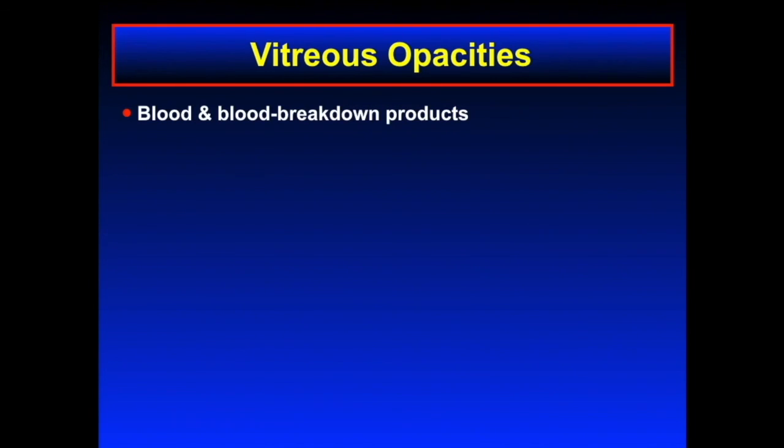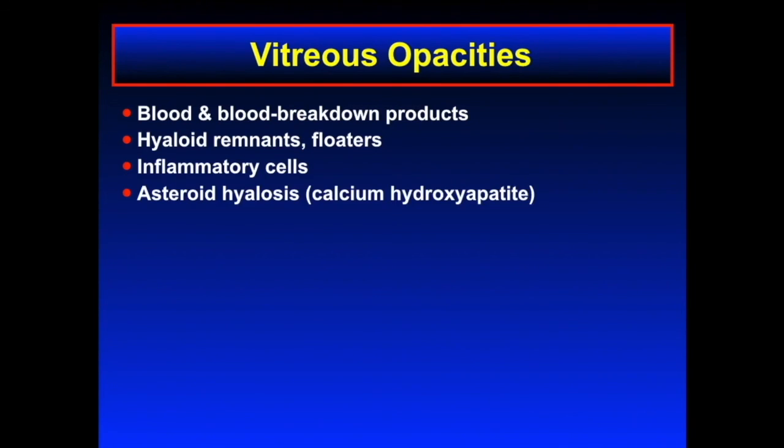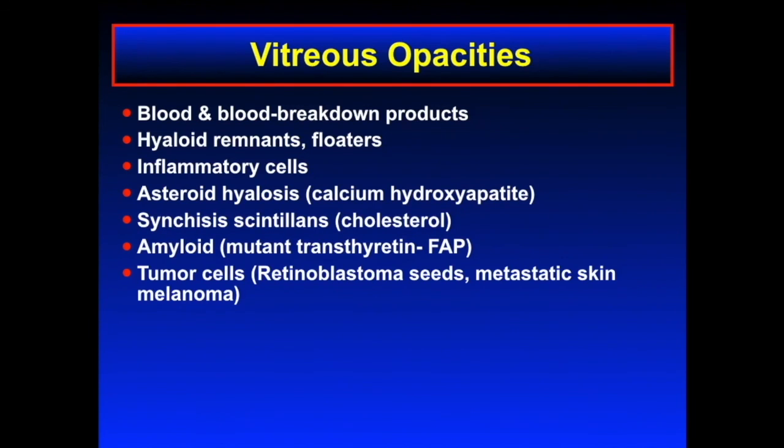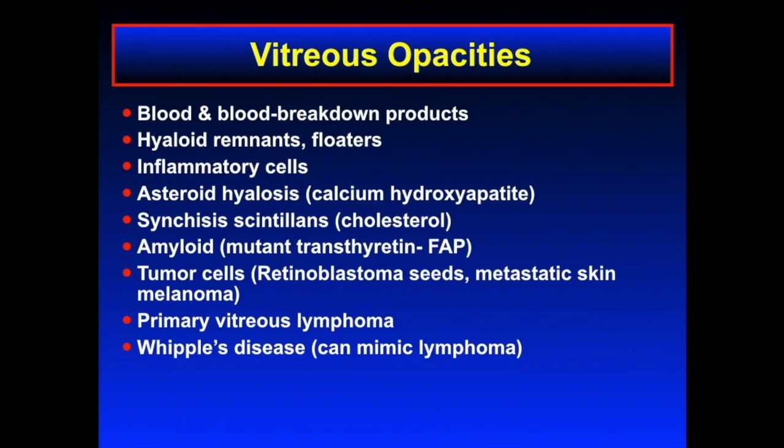Again, vitreous opacities include blood and blood breakdown products, hyaloid remnants, inflammatory cells, asteroid hyalosis, syncytial cinnalands, cholesterol, amyloid caused by mutations in the gene for transthyretin, tumor cells, retinoblastoma seeds, metastatic skin melanoma has a propensity for vitreous metastasis, and primary vitreous lymphoma, the CNS and retina. Interestingly, Whipple's disease typically involves the gastrointestinal tract, can occur in the vitreous and can mimic lymphoma.